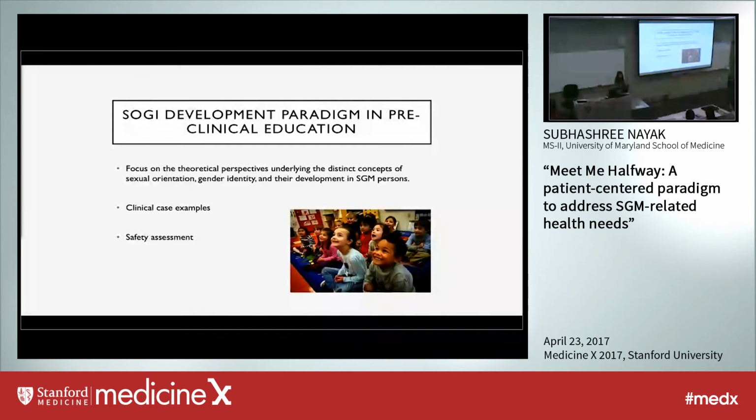Okay. In preclinical education, it would be important to integrate this into clinical case examples and learning terminology around how to identify where somebody is on the spectrum. And finally, safety assessment. Safety is a huge issue for LGBT patients at any phase in their life or any phase of their sexual orientation or gender identity.